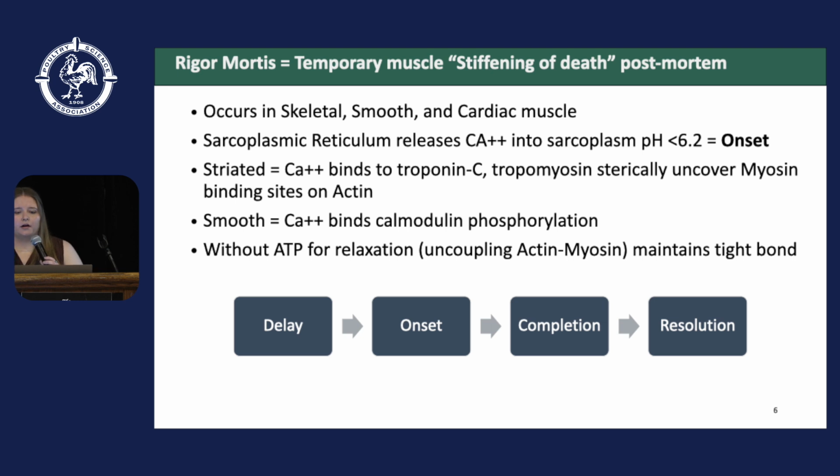Onset occurs when the oxygen stops being delivered to that muscle, and you switch from aerobic metabolism to anaerobic metabolism. Completion is when you have no more ATP. ATP is what uncouples that actin-myosin bond, so when you don't have any more ATP, those bonds stay. And then resolution occurs when some of that structure of the myofibrils starts to degrade, and you get that tenderness back.